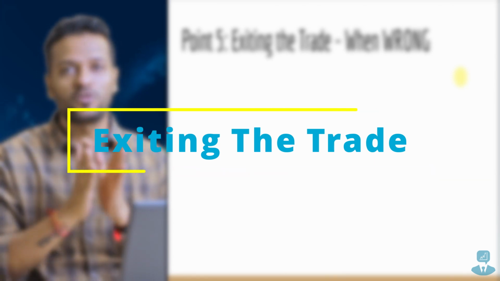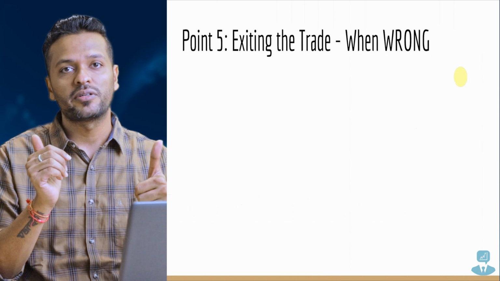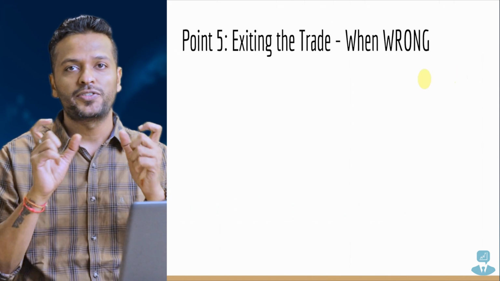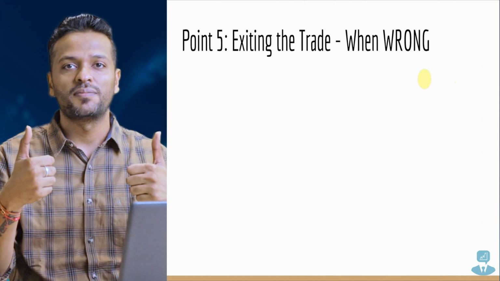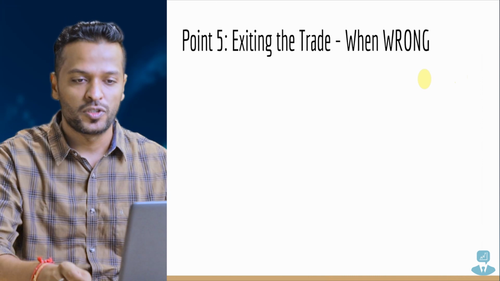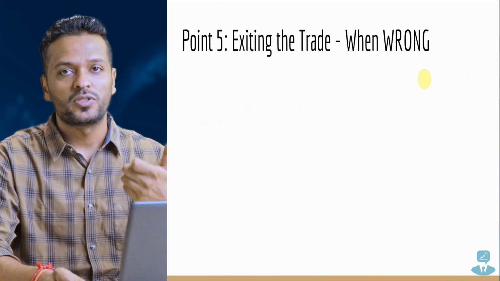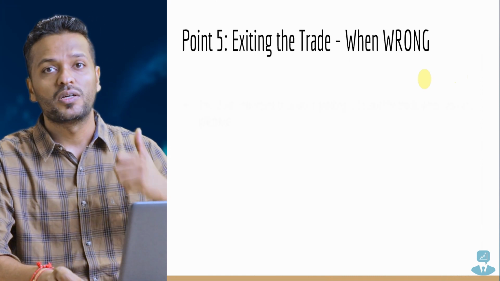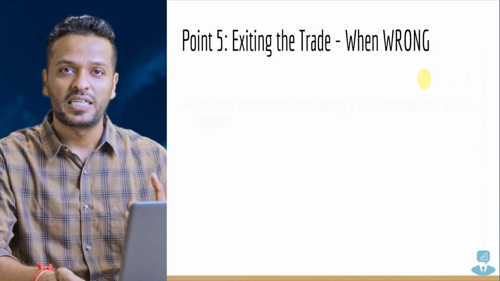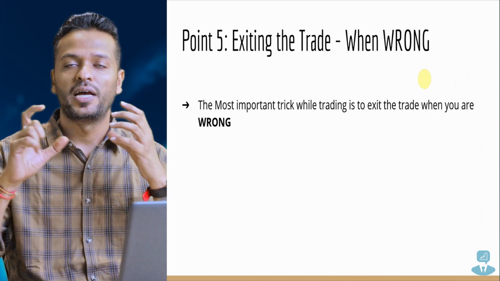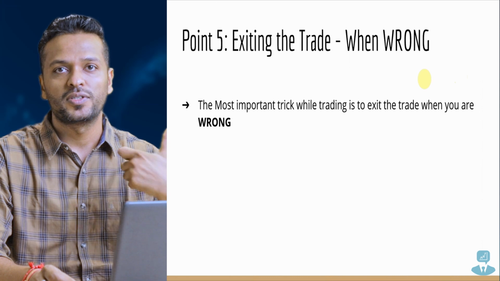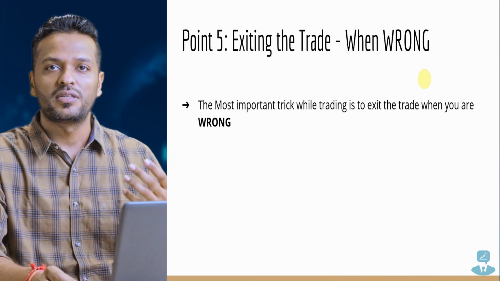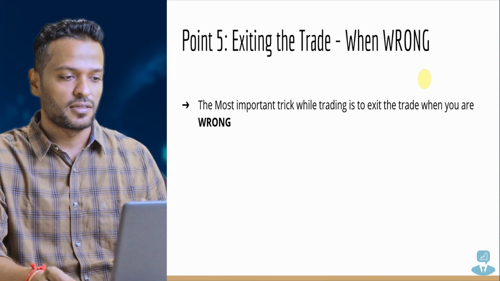The exit could be in the form of either you're wrong on the trade or you're right on the trade. First, we'll try to understand when you're wrong in the market, how do you handle that situation? When you're wrong, the most important thing is to accept it. If you don't accept that your trade has gone wrong, you're going to have heavier losses. Accept that your view has gone wrong, you have made a wrong trade decision, and you're going to lose money in the market.